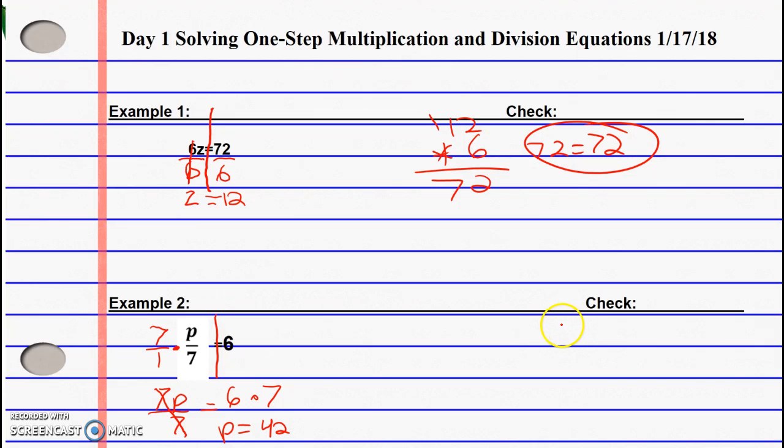Then we go back and we plug that in for p and see if it works. 42 divided by 7 equals 6. 42 divided by 7 is 6, so that one works.